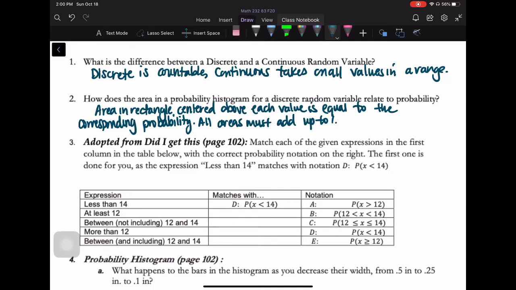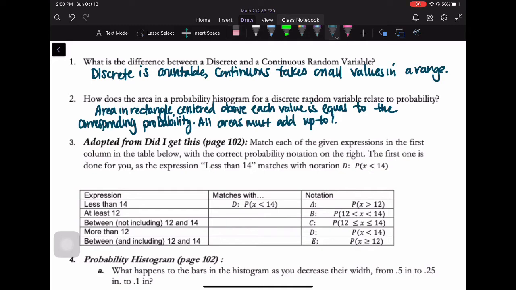All right, welcome. We're moving on to Module 16, Guide. First, we've got some definitions and answers. The difference between discrete and continuous, remember that we learned this in Module 15. Discrete is countable, and continuous takes on all values in a range.